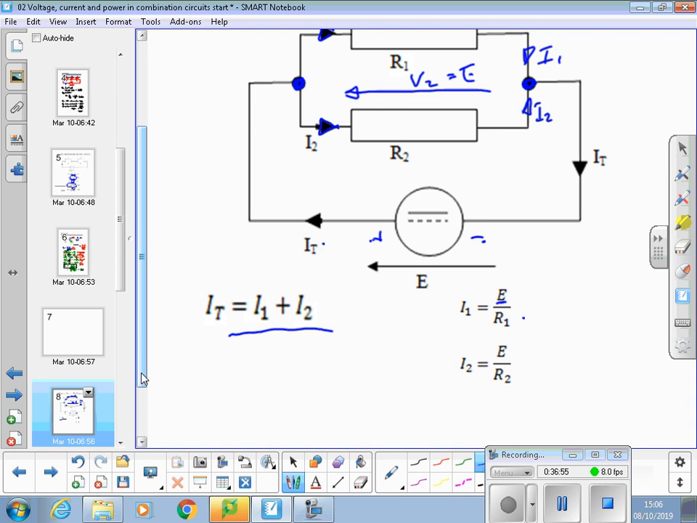All happy with that? So again, Ohm's law and total resistance are the only calculations we've got involved with at this stage. All right.